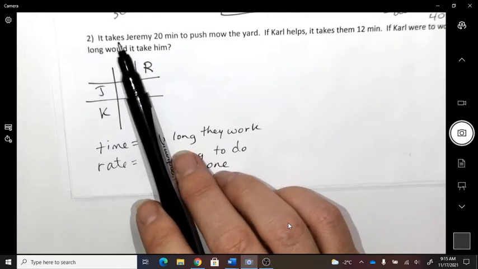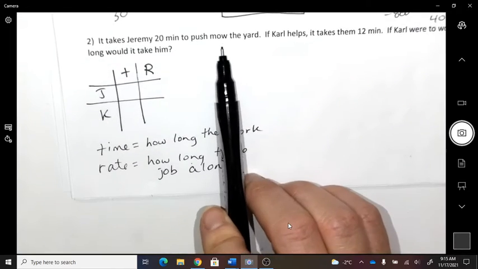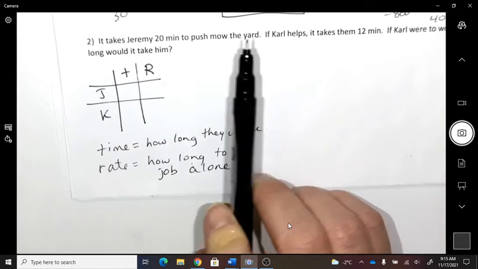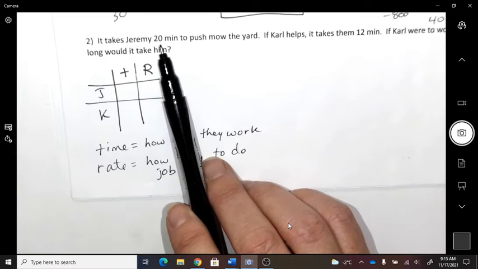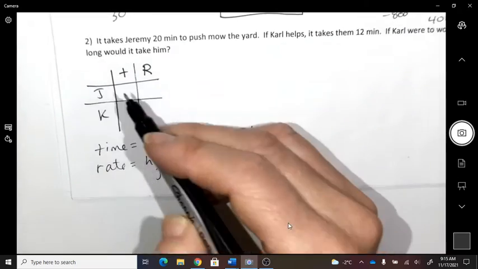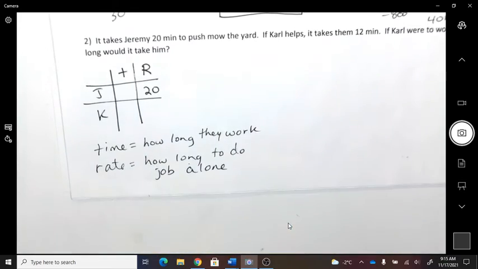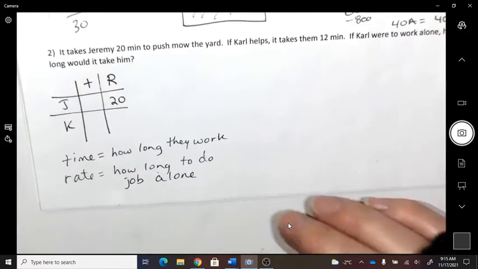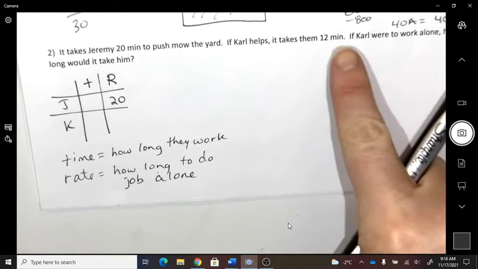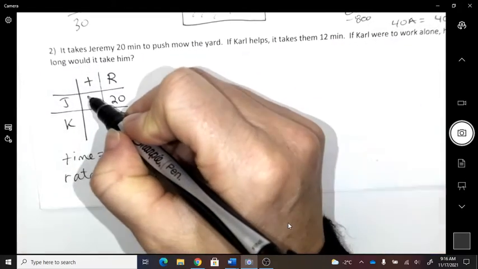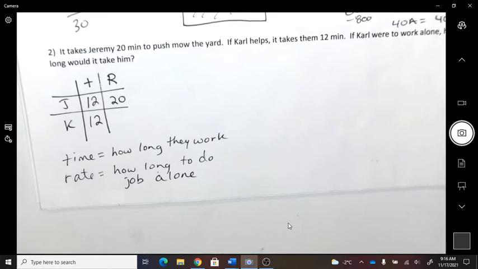Okay, it takes Jeremy 20 minutes to push mow the yard. Would that be considered the time that Jeremy's working for or his rate to do a job? Rate. So Jeremy's rate is 20. Carl helps, so now they're working together. If Carl was to help, now it's going to take them 12 minutes. So that's going to be the time that they do it in. So they both are working, and so when they're both together, the time is 12.